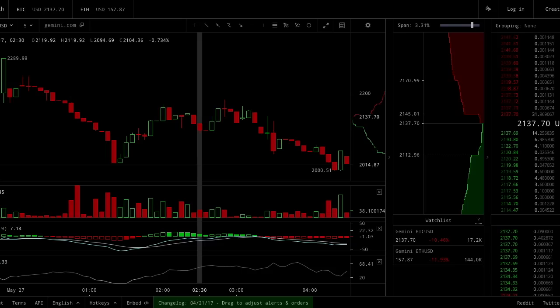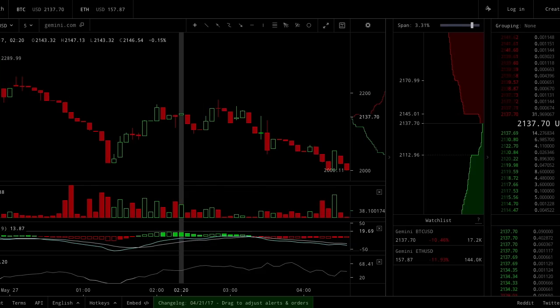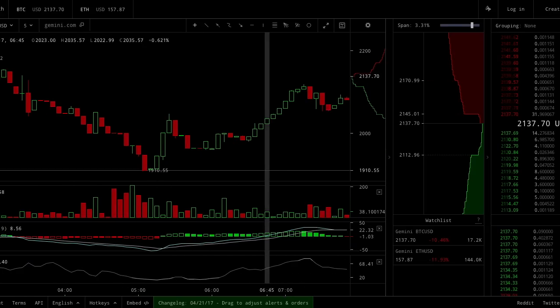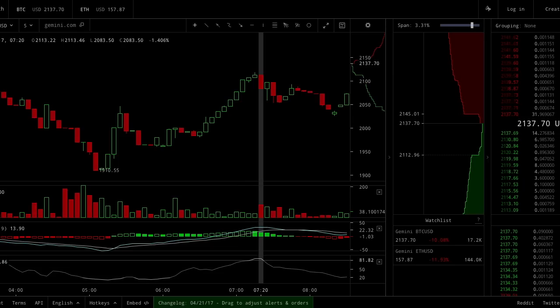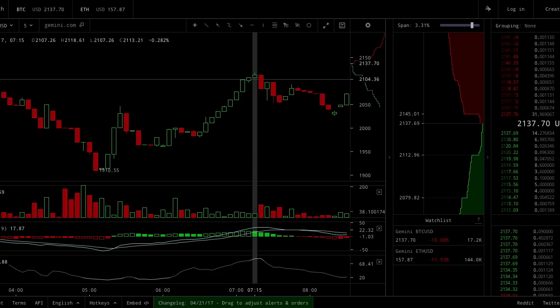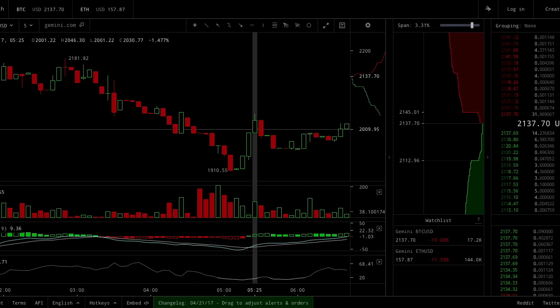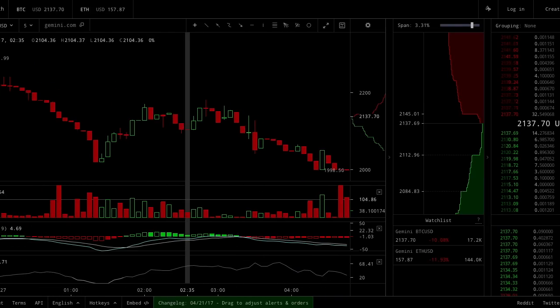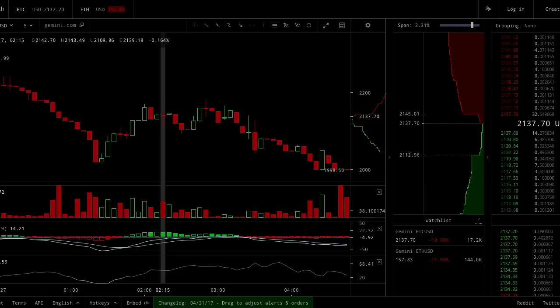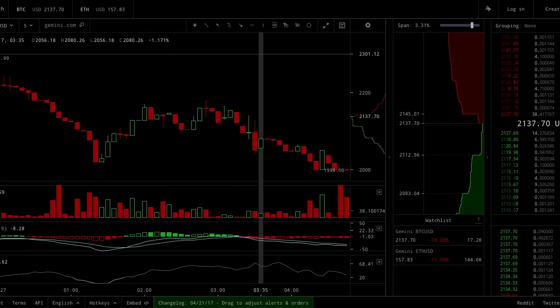And now for exit. For exit, you usually want to get out when MFI is overbought, when it turns white up here. That's a very good sign that the trend is dying out. Or you can also get out when MACD has a filled green bar, showing that there's a lack of momentum to continue the upward move.